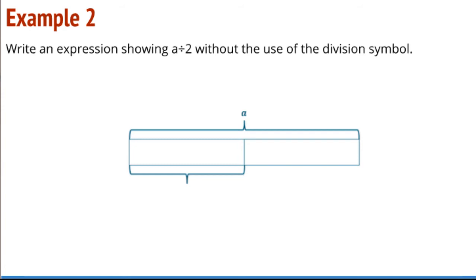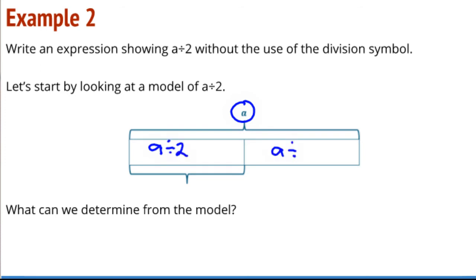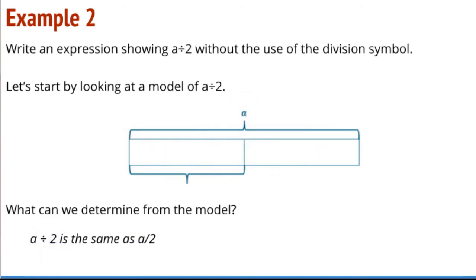So write an expression showing a divided by 2 without the use of the division symbol. Well, here's our a, and we have divided it by 2. So looking at our model here, what are we going to write? Now this is very, very similar to the last problem. We have a, and we have divided by 2. Each of these pieces is a divided by 2. We can figure out that a divided by 2 is the same as a halves.